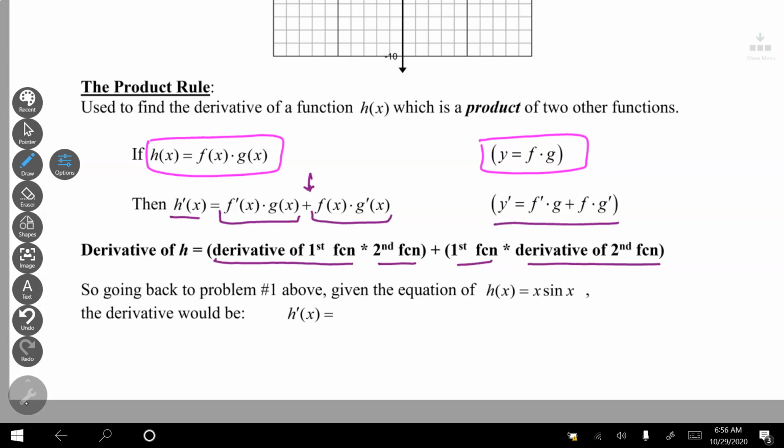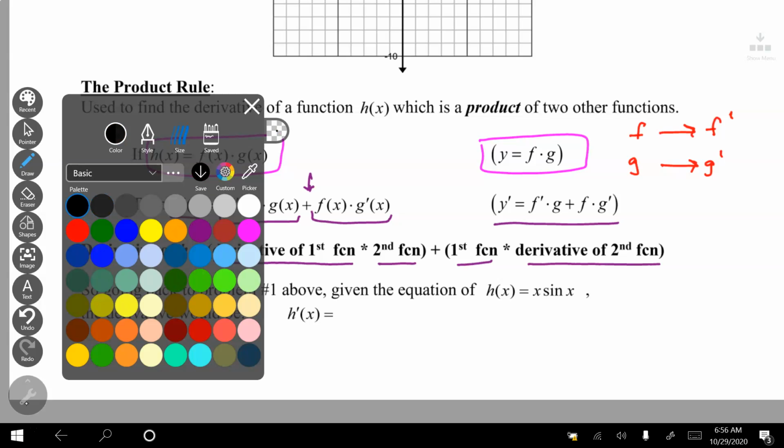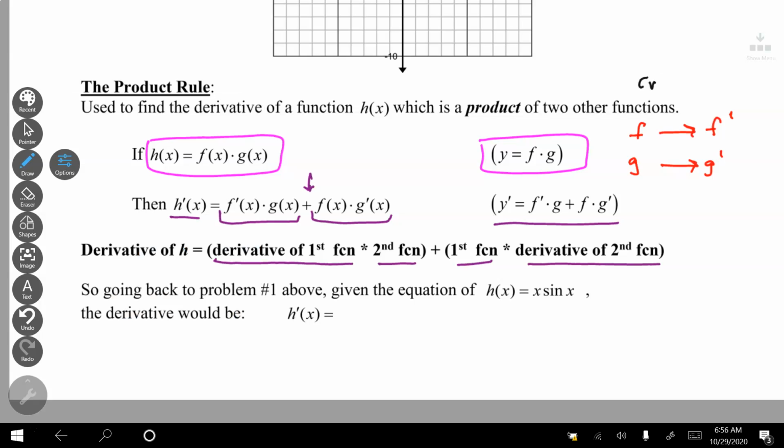So another way to think about this, I'm going to change color. So I have my function f, and I have its derivative, and then I have function g, I have its derivative. All I'm going to do is do a crisscross. And it doesn't matter which way you do first, but I tend to do this way first, and then I do this way second. But you could do the other way, it doesn't really matter.